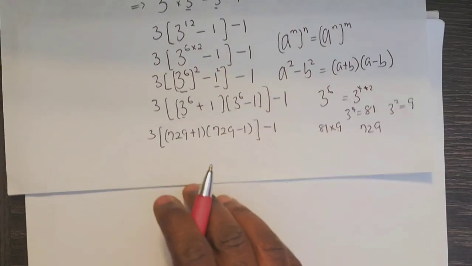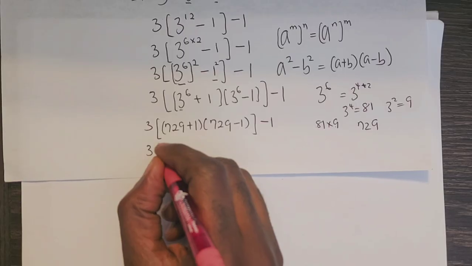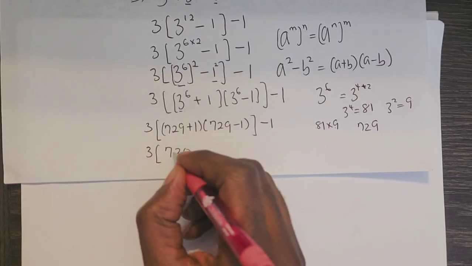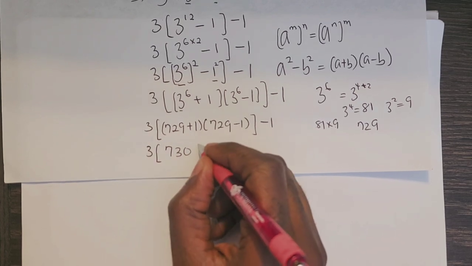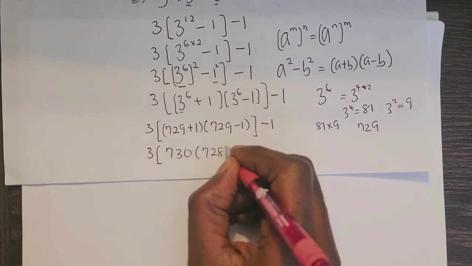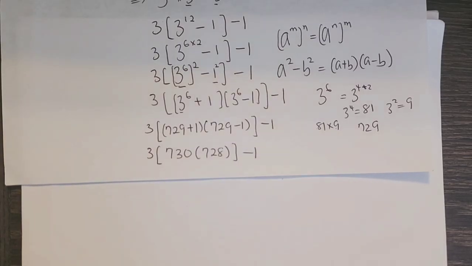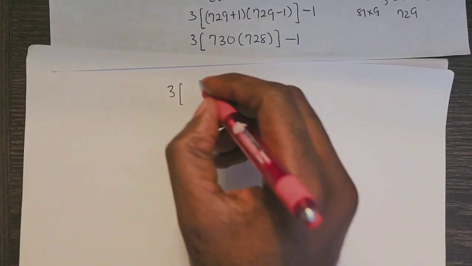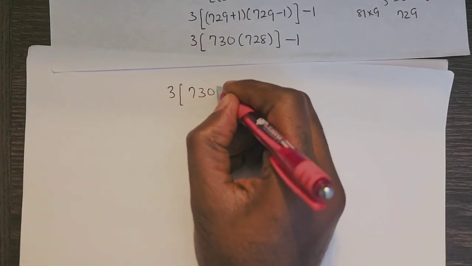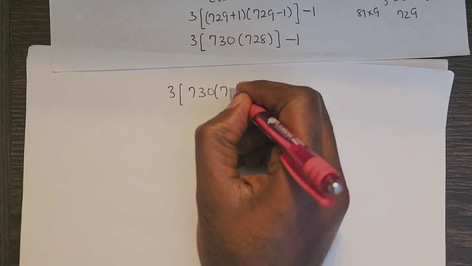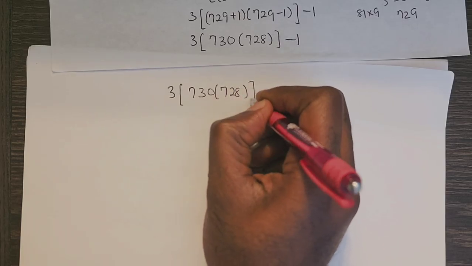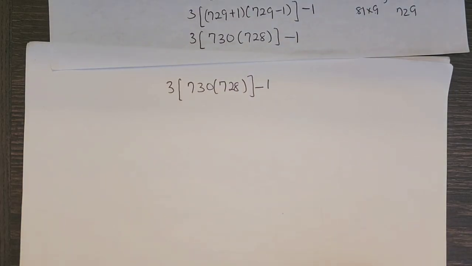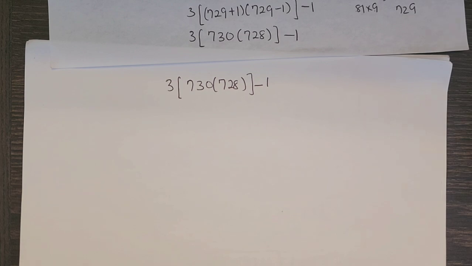Now, this is what I need. Furthermore, I'm going to have 3 in parentheses. 729 plus 1 is going to be 730. Multiplied by this, which is 728. Recall, I don't want to use the calculator. So from the previous page, I have 730 multiplied by 728, minus 1. So our objective is to simplify this without the use of a calculator.